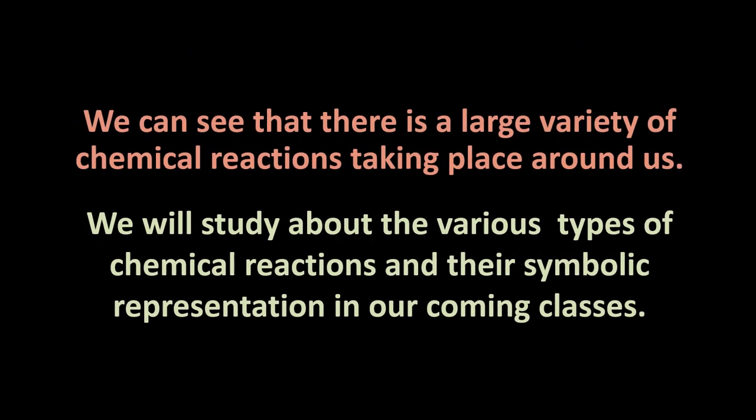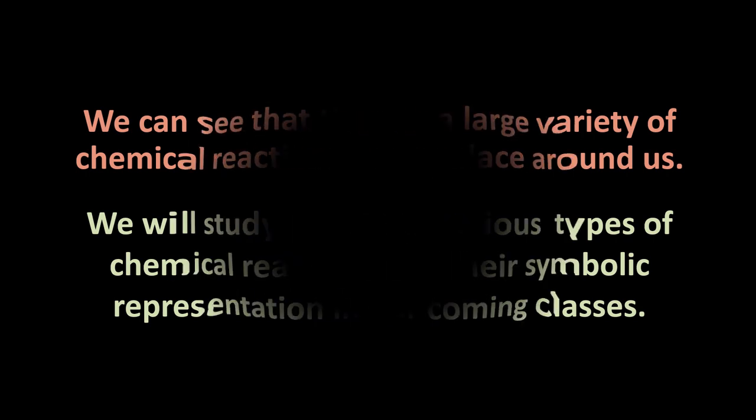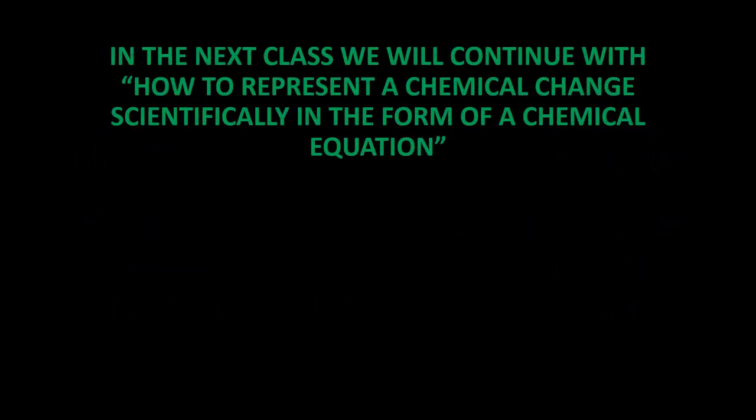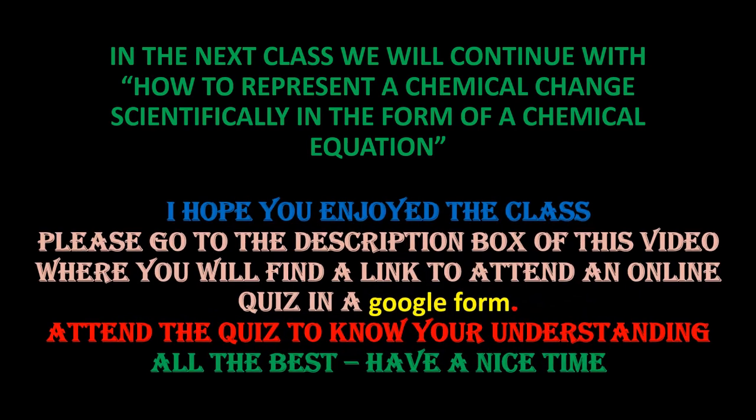We can see that there is a large variety of chemical reactions taking place around us. We will study the various types of chemical reactions and their symbolic representations in our coming classes. In the next class, we will continue with how to represent a chemical change scientifically in the form of a chemical equation. I hope you enjoyed the class.